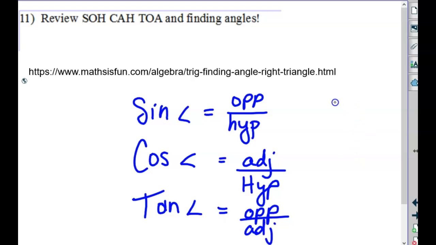Some teachers teach Oscar had a handful of apples. Has anybody ever heard that one? That's Oscar had a handful of apples, gives you those in that order. And they're always in that order on your calculator. Do you see that? It always goes sine, cosine, tangent. Okay.